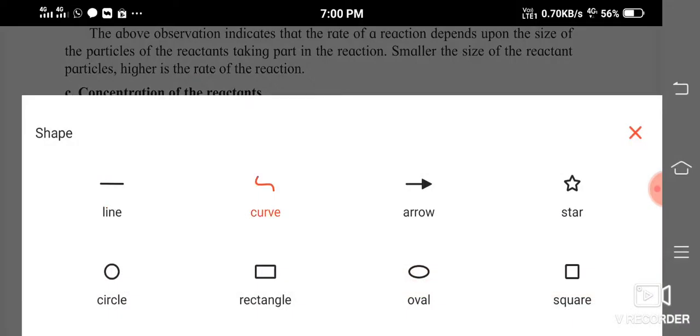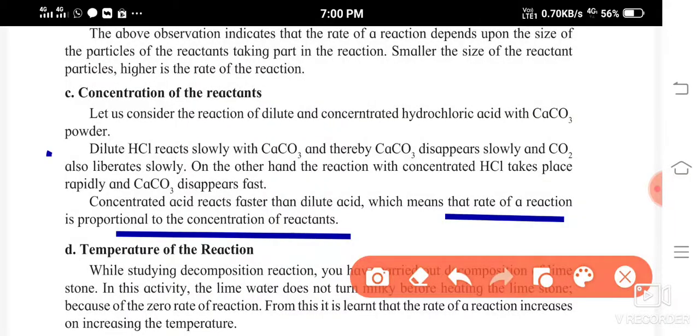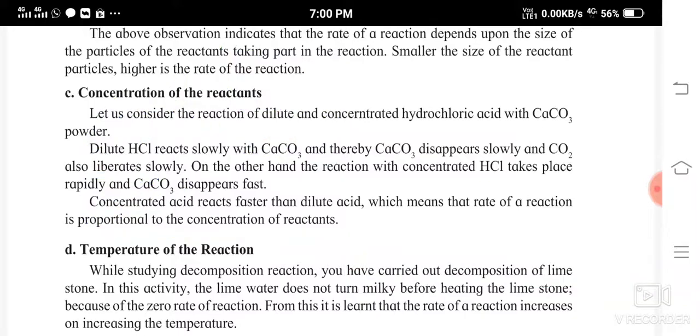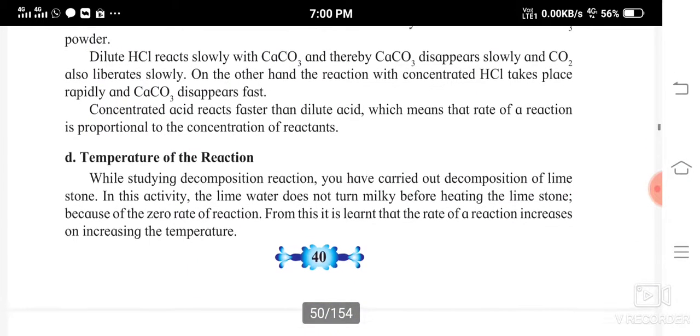So the rate of the reaction is going to be directly proportional to the concentration of the reactant. It means the rate of reaction is going to be fast if the concentration is more, and the rate of reaction is going to be slow if the concentration of the reactant is less. So it is directly proportional.